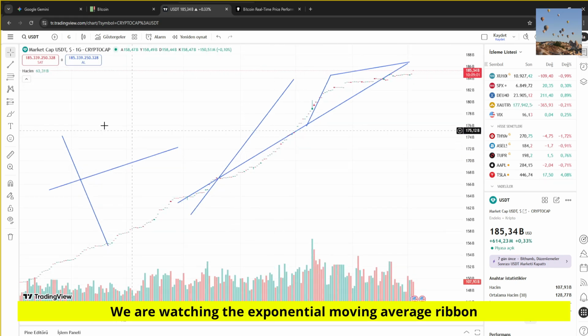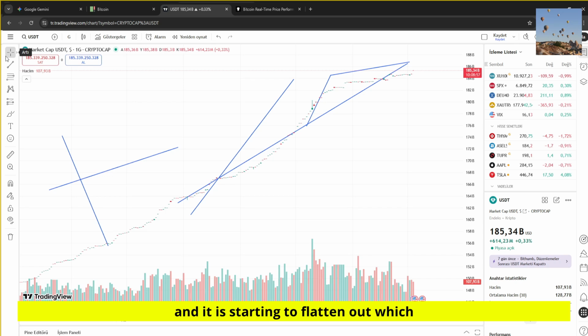We are watching the exponential moving average ribbon, and it is starting to flatten out, which indicates a loss of bearish momentum. A crossover of the moving averages would confirm a trend change and bring more retail traders back into the market.